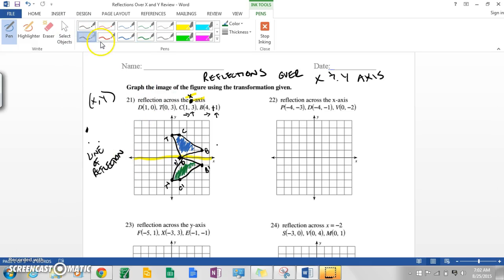Keep in mind, the most difficult part in this activity is getting the actual coordinates down. Once you get that, then the reflection is not that bad. Let's see this next one.